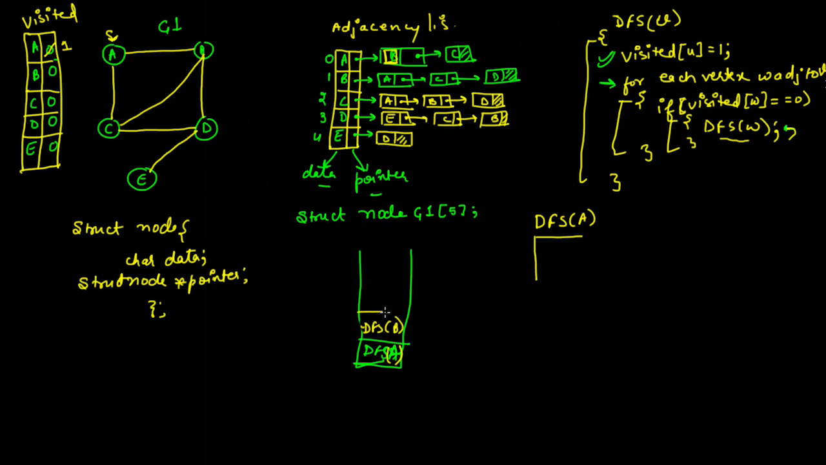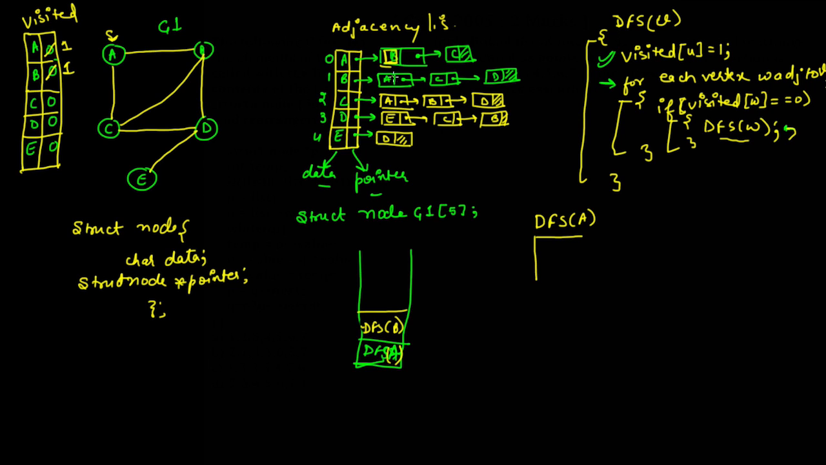When we call DFS on B, remember that DFS of A is already in the stack. We haven't removed it because we haven't finished the complete execution of DFS of A. So we go to DFS of B and apply depth first search on node B. What is the first operation? The first operation is to make the visited value 1. The second operation is, for each vertex W adjacent to this vertex B, if it is not visited, then we have to visit it.